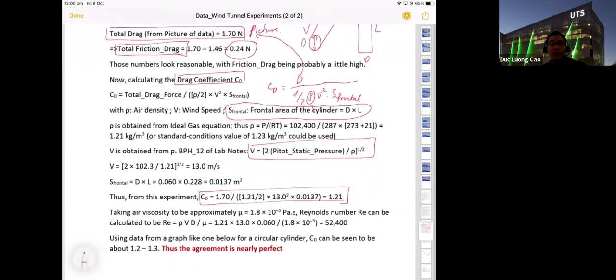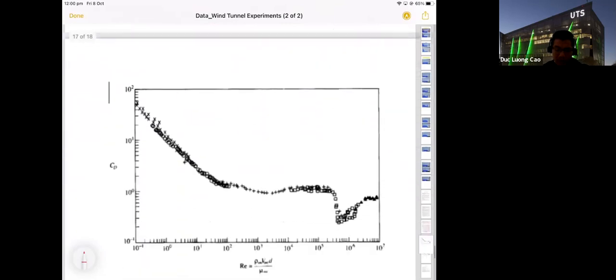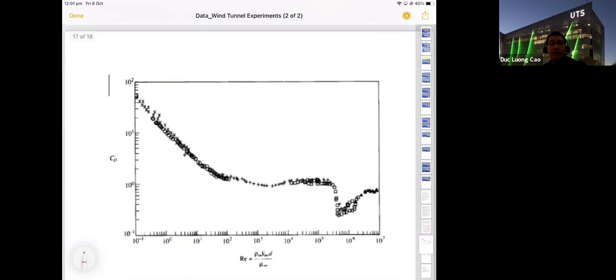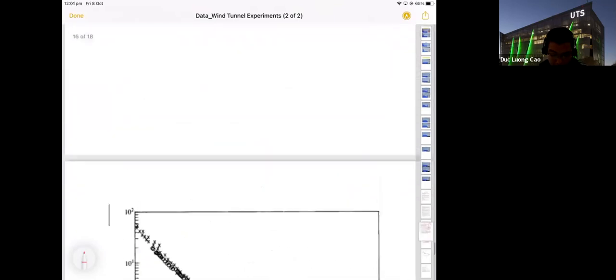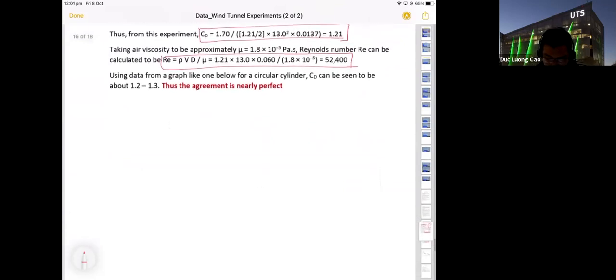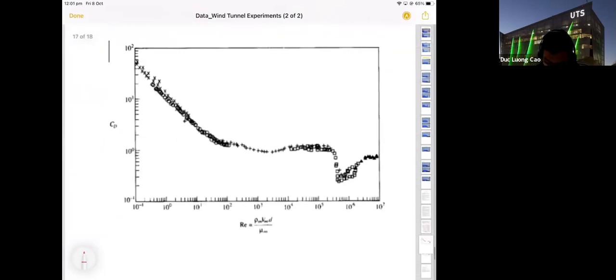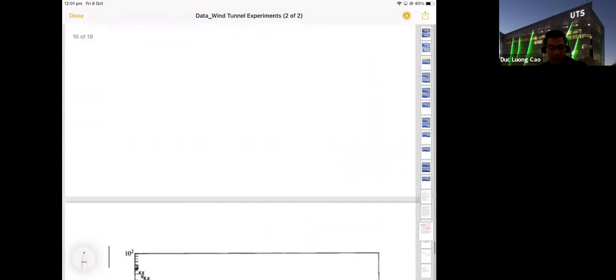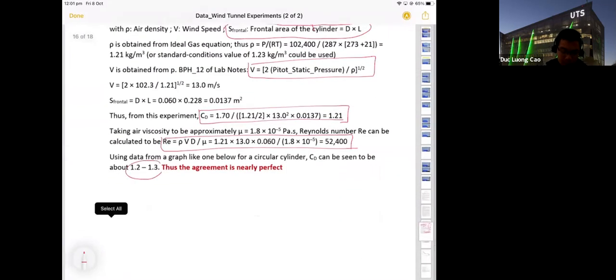And to find CD from the textbook, you have to know the Reynolds number. This figure is used to find CD. For example, if the Reynolds number is 52,400, it is around here, and you will have CD here. This CD from the textbook is around 1.2 to 1.3.